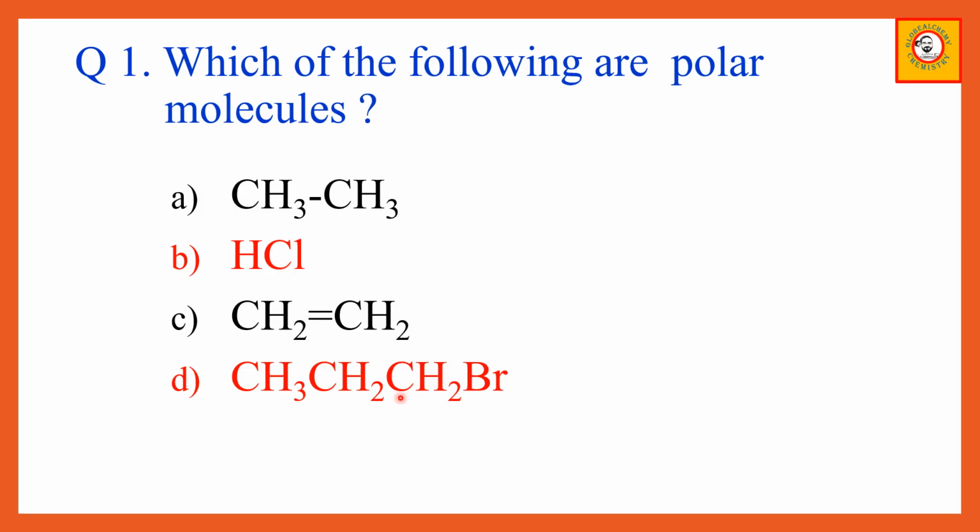Similarly, here carbon has electronegativity 2.55 and bromine 2.96. So chlorine and bromine are more electronegative than carbon, and chlorine is more electronegative than hydrogen. So these are polar molecules because the bond electrons are distorted towards the more electronegative atom.